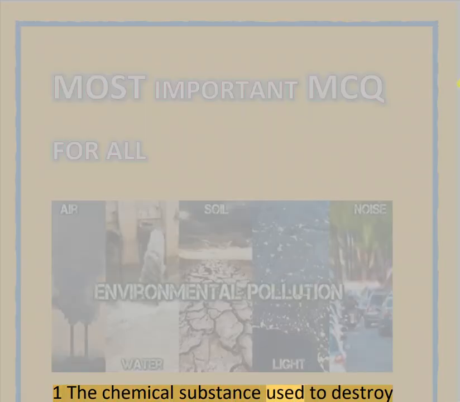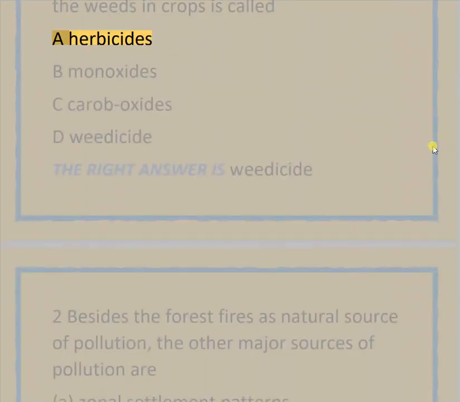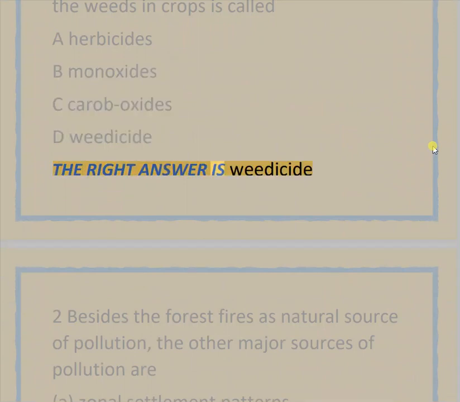1. The chemical substance used to destroy the weeds in crops is called a herbicide. B. Monoxides. C. Carboxyles. D. Weedicide. The right answer is weedicide.